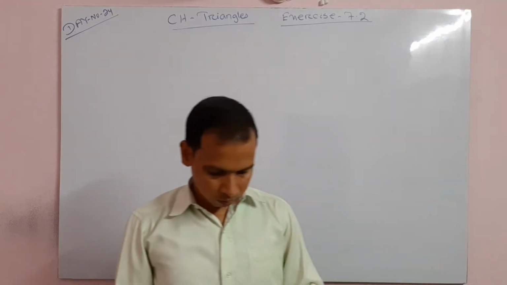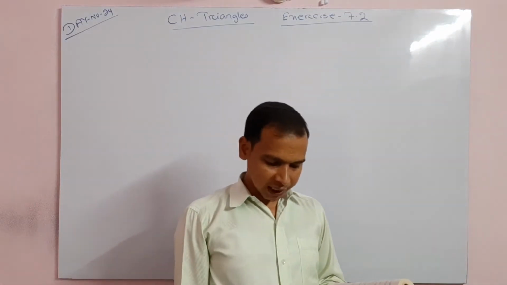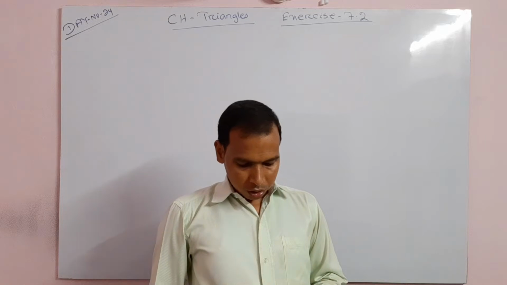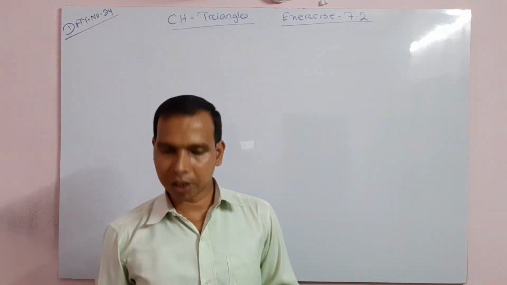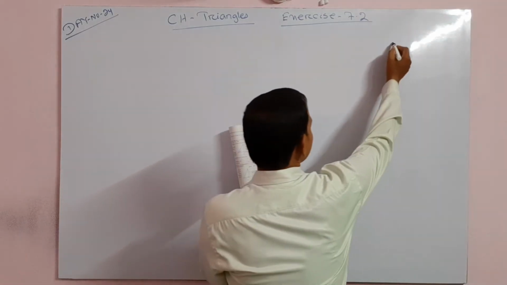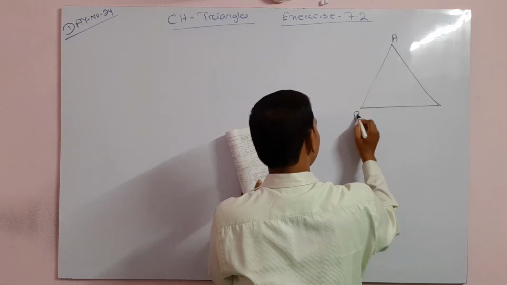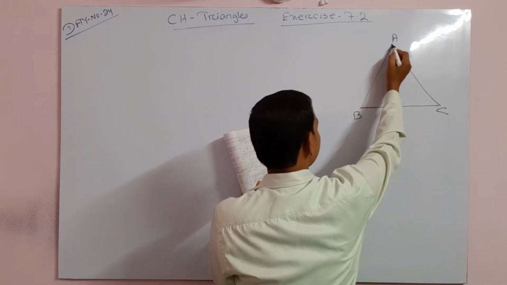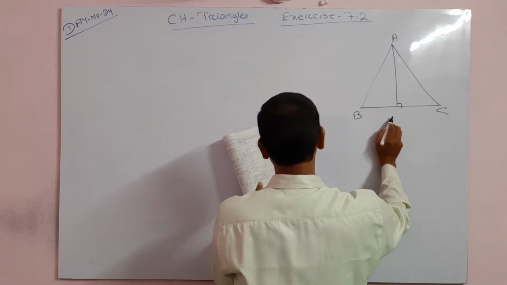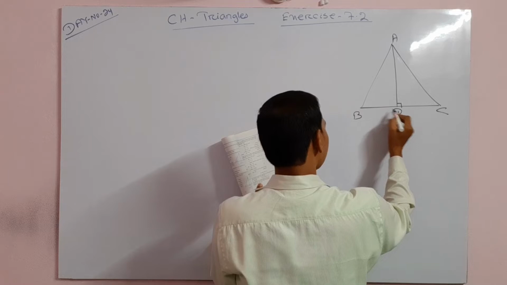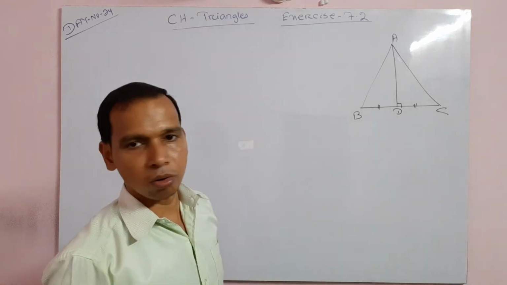Number 2 question. In triangle ABC, AD is the perpendicular bisector of BC. So that triangle ABC is an isosceles triangle in which AB equal to AC. Mark here number 2. In ABC triangle, AD is the perpendicular bisector of BC. This one perpendicular also bisects this. We prove that AB equal to AC.